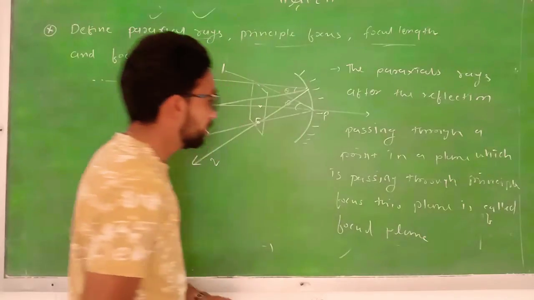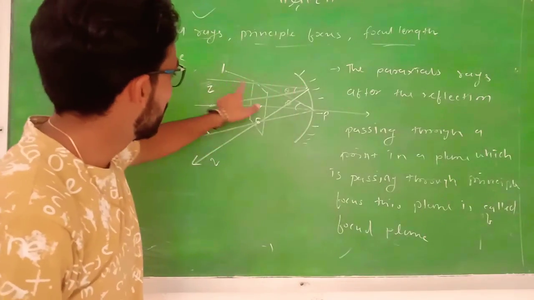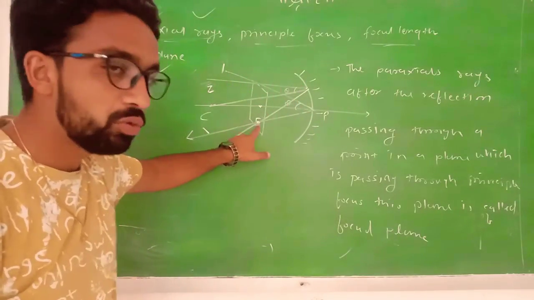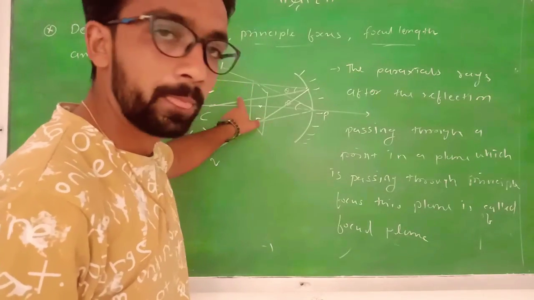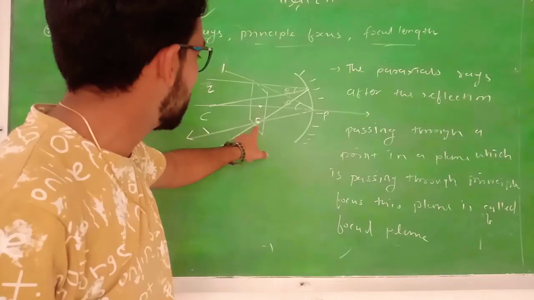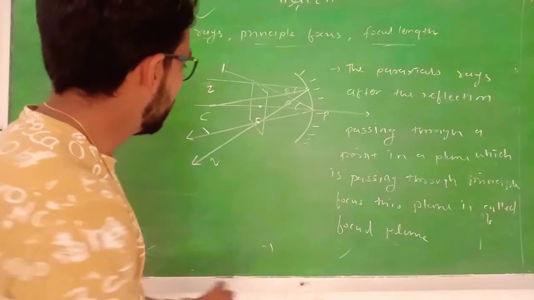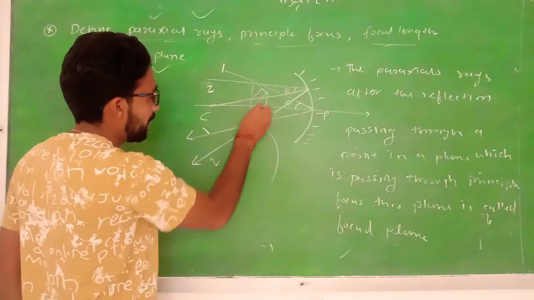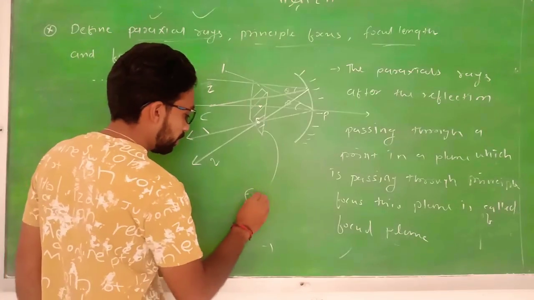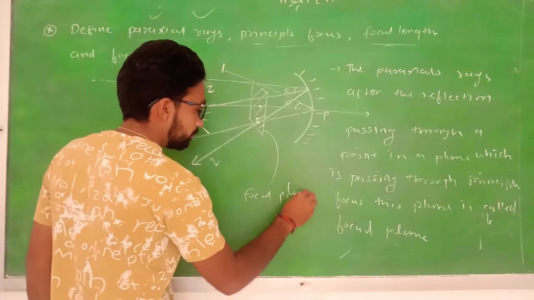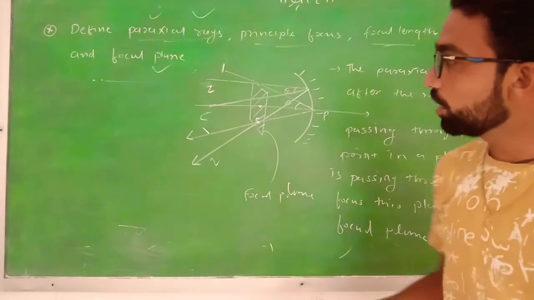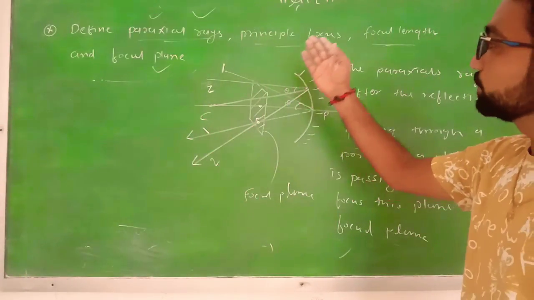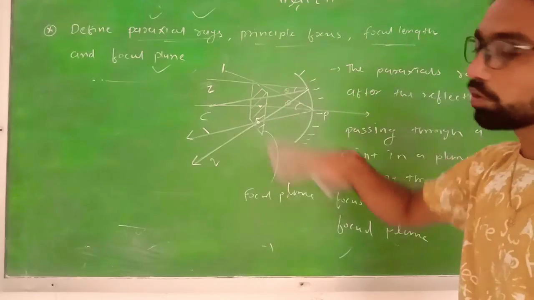What is the definition? When paraxial rays after the reflection pass through one point, but this point lies on a plane, and this plane is passing through the principal focus, this plane is known as the focal plane. Okay, so you should remember this definition. This is asked in a 2 mark question. First of all, paraxial ray, principal focus, focal length and focal plane.